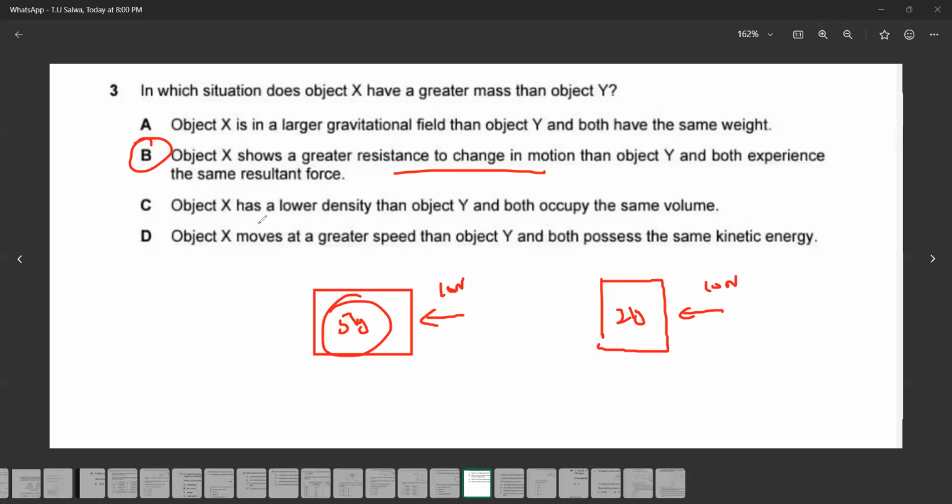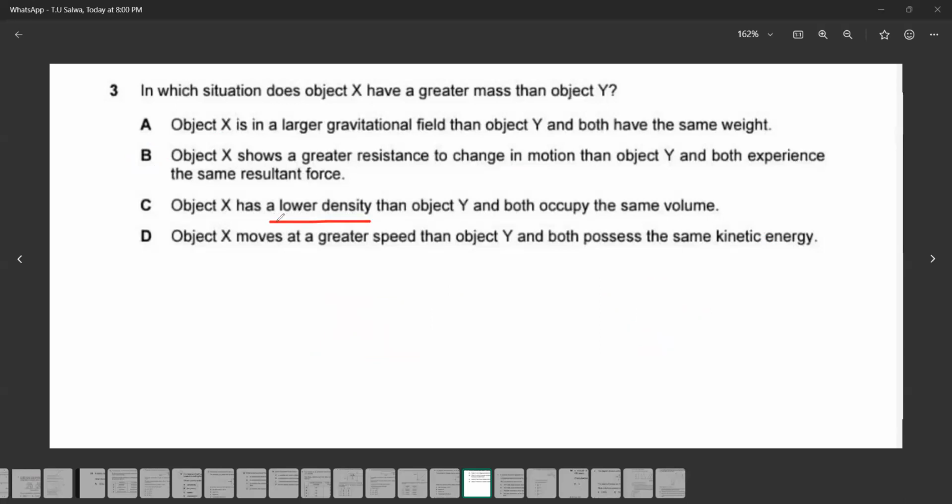And why is statement C not correct? Because object X has low density. If both occupy the same volume, and density is mass over volume, the one with more mass should have more density. But they're saying object X has lower density, so in that case it will have a lower mass. And object X moves at a greater speed than object Y when both possess the same kinetic energy.